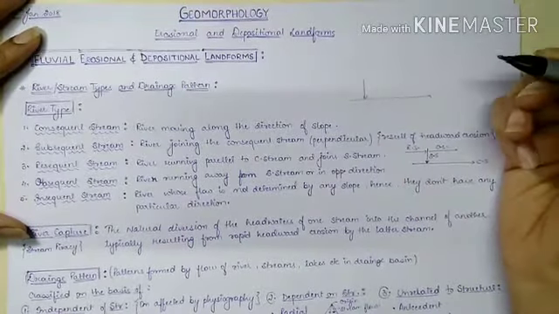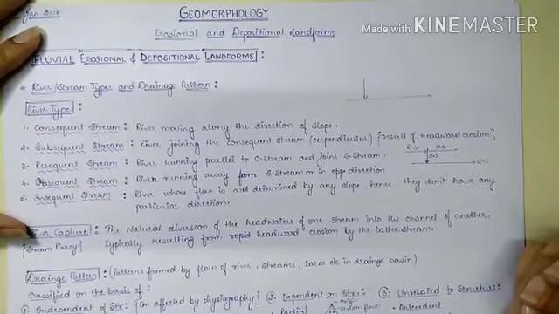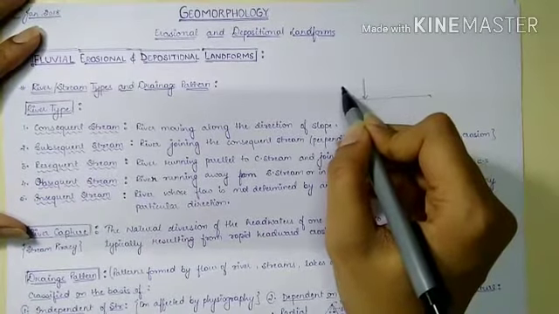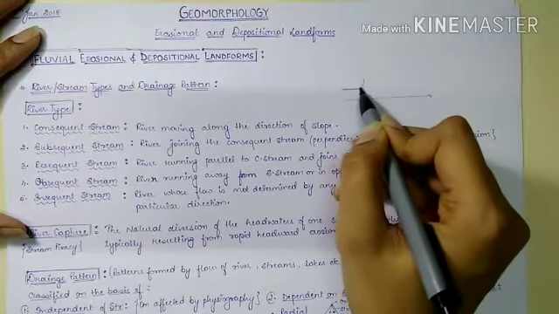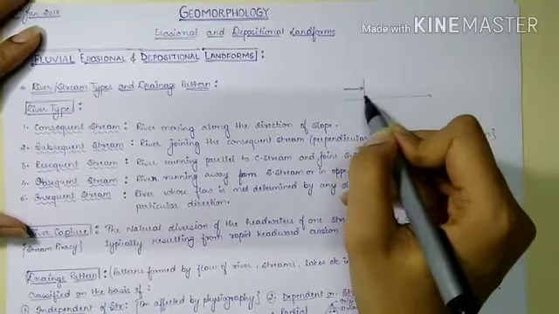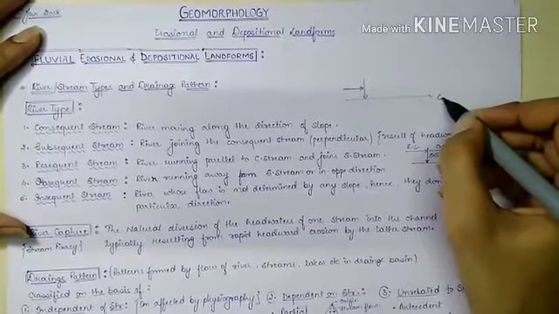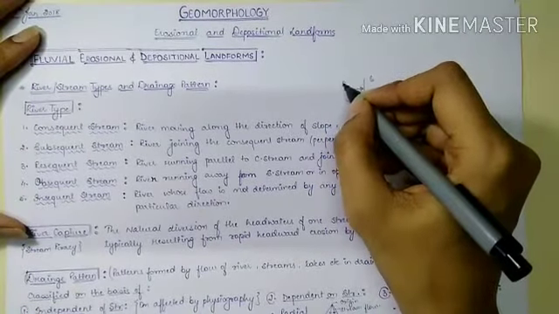Next we have resequent streams. Resequent streams are the rivers or streams that run parallel to the consequent stream, but they are minor streams and they join subsequent streams. So this one is the consequent stream, this one is the subsequent stream, and this one is the resequent stream.